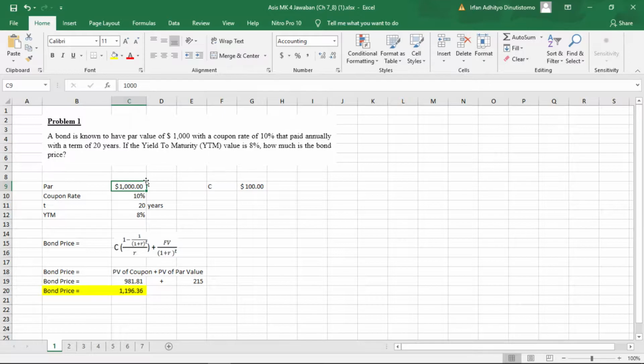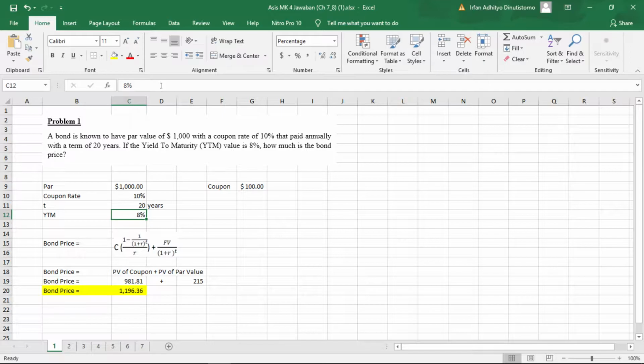So you have a par of $1,000 and a coupon rate of 10%. That means the coupon, this is C, is $100. It came from multiplying 10% by the par value, right? And the term of maturity, the bond will mature in 20 years. It's going to expire in 20 years from now. And the yield to maturity is 8%. So what is the bond price?